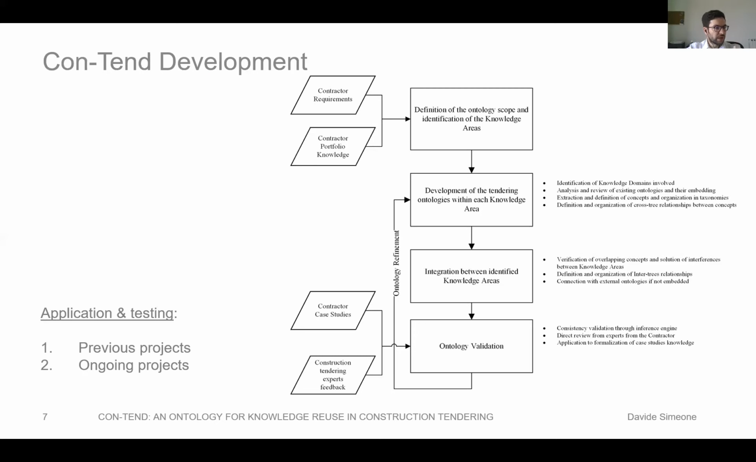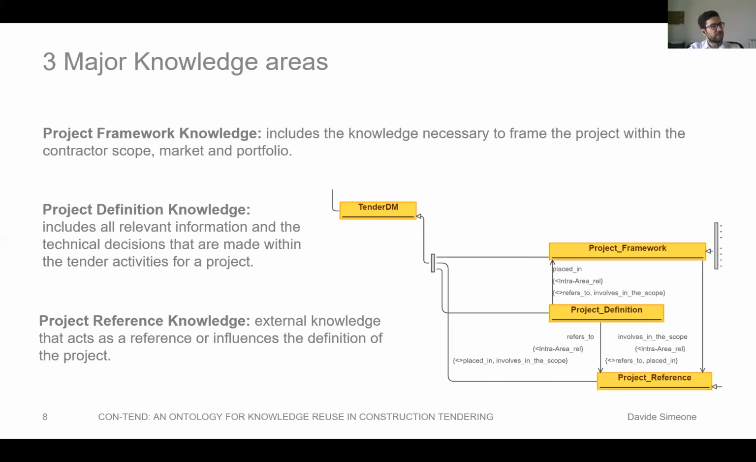We are calibrating, refining the ontology by applying it to previous projects and ongoing projects. So we define three major areas. The first one is the framework knowledge. It's the one that helps the management of the portfolio. So it gives you all the information regarding how to locate the project, the business market, the kind of procurement route, and so on.